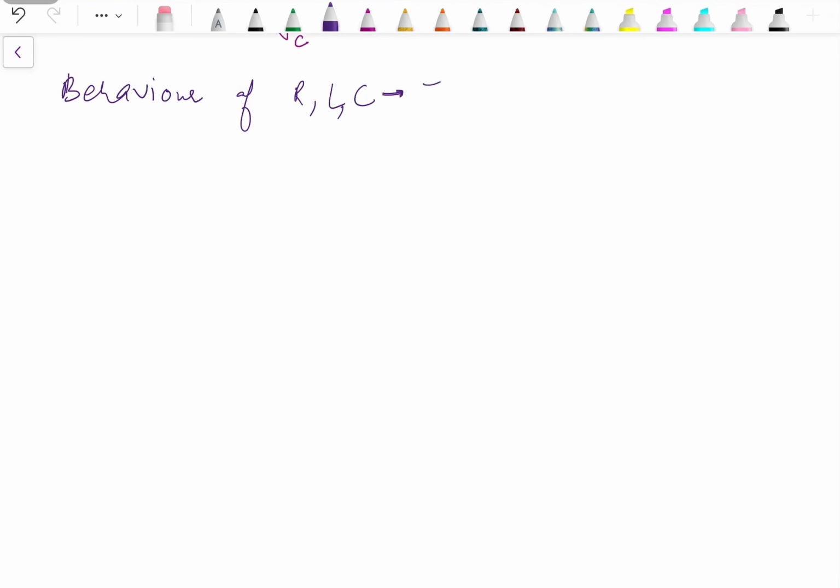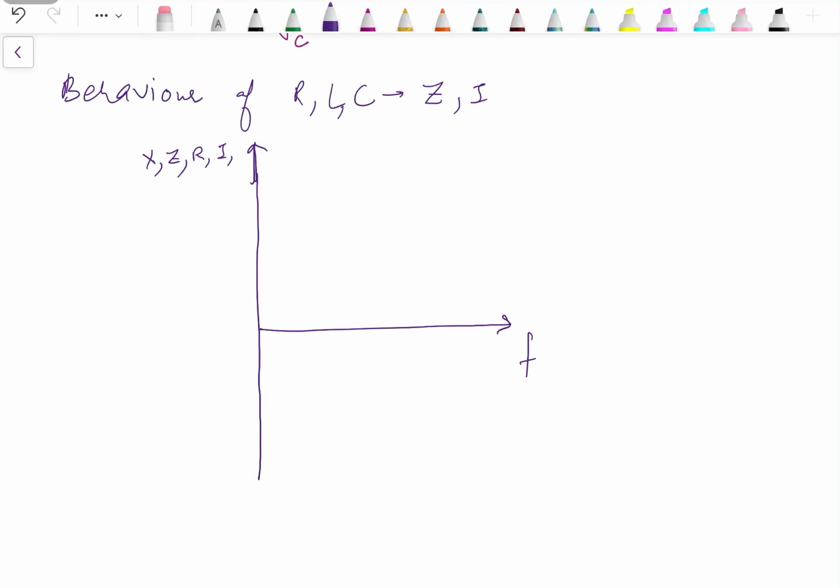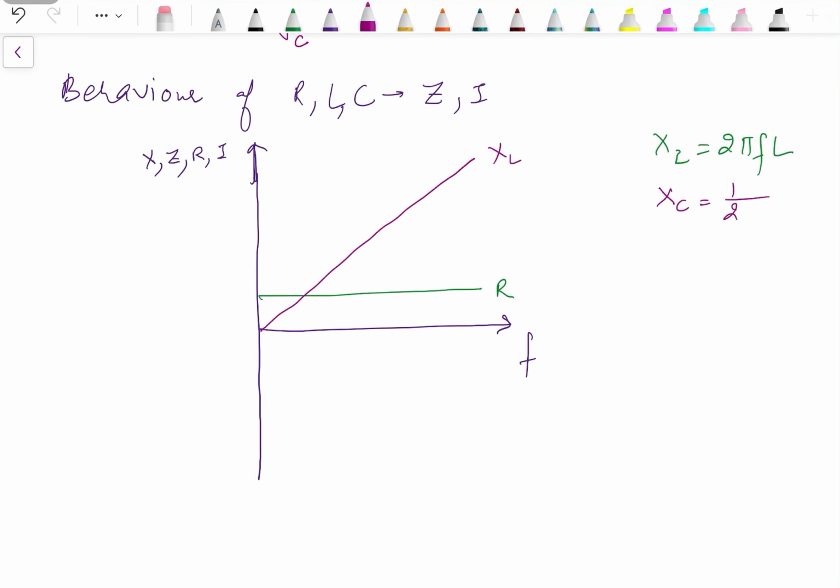RLC, then we can say impedance, current, everything. On this x-axis we have frequency, on y-axis reactance, impedance, resistance, current. Now resistance is constant. Then we have XL, which is equal to 2 pi FL. So XL will increase linearly. Then we have XC, which is 1 upon 2 pi FC.